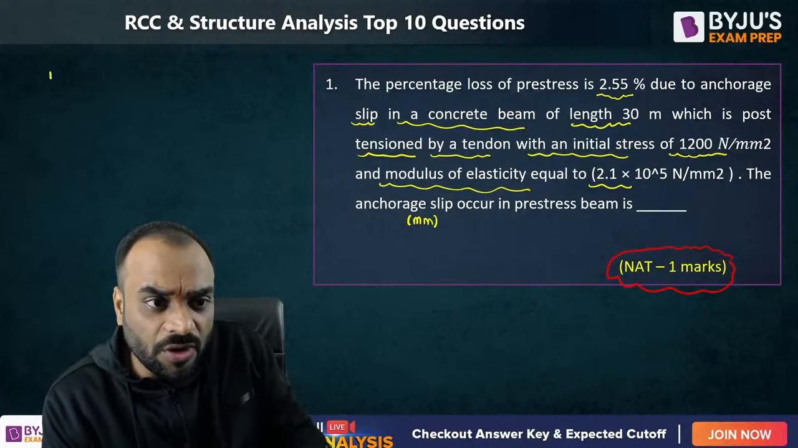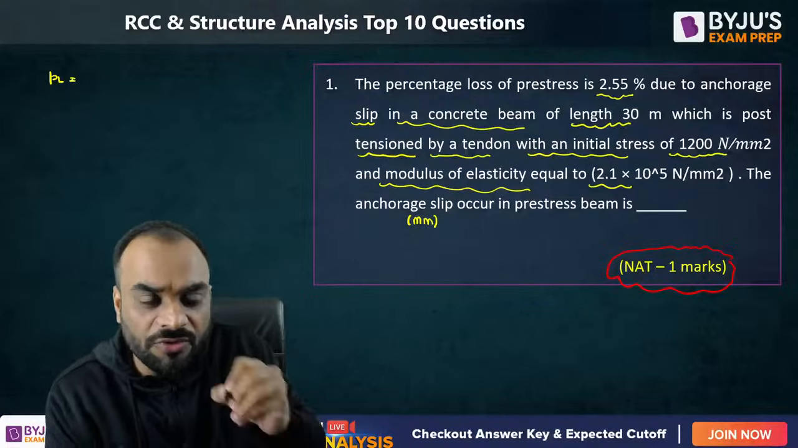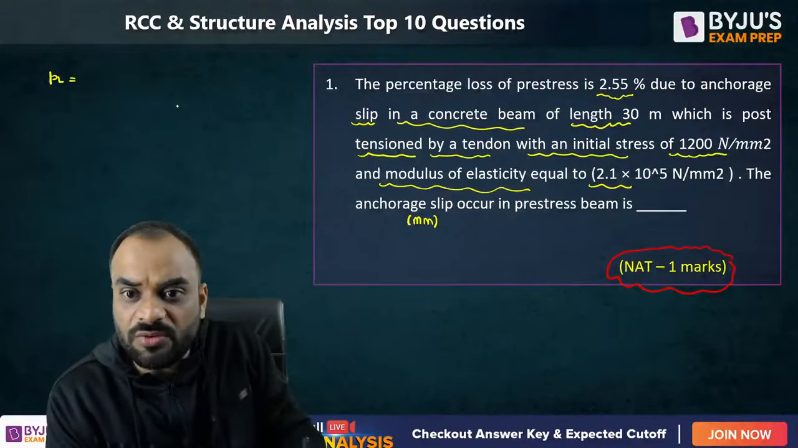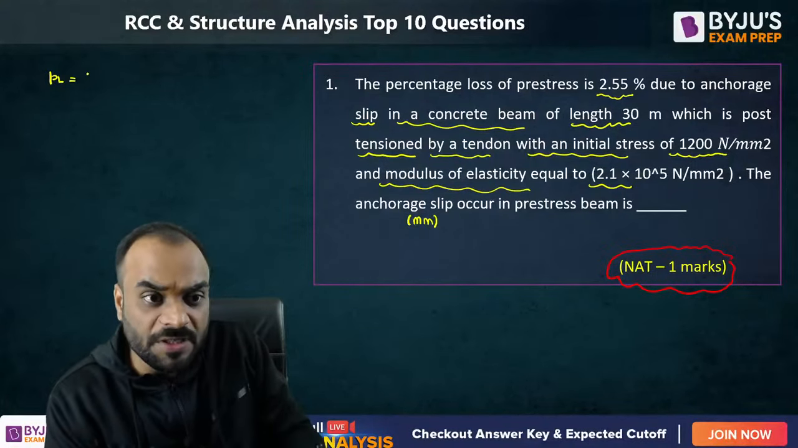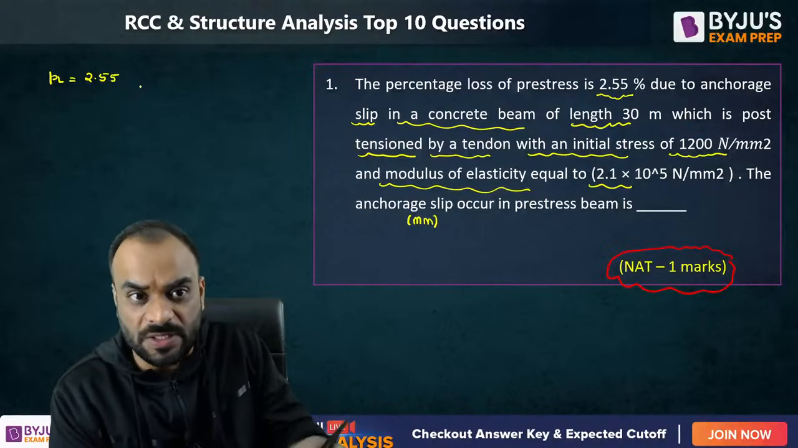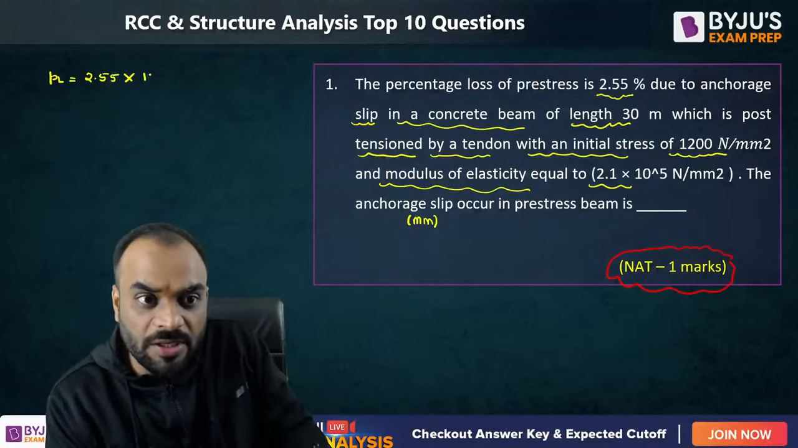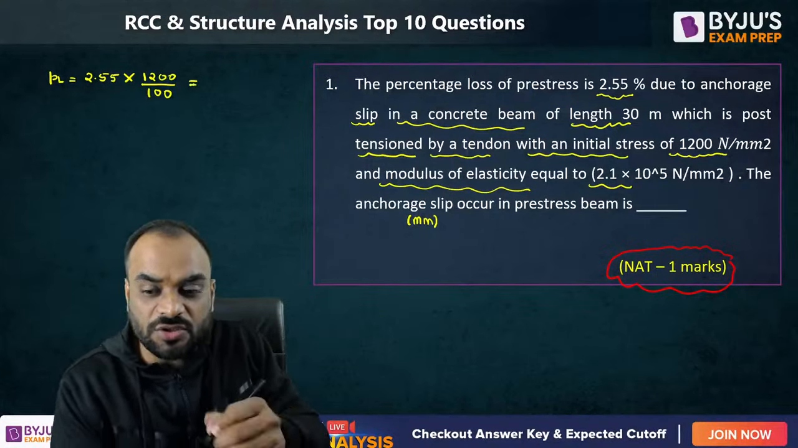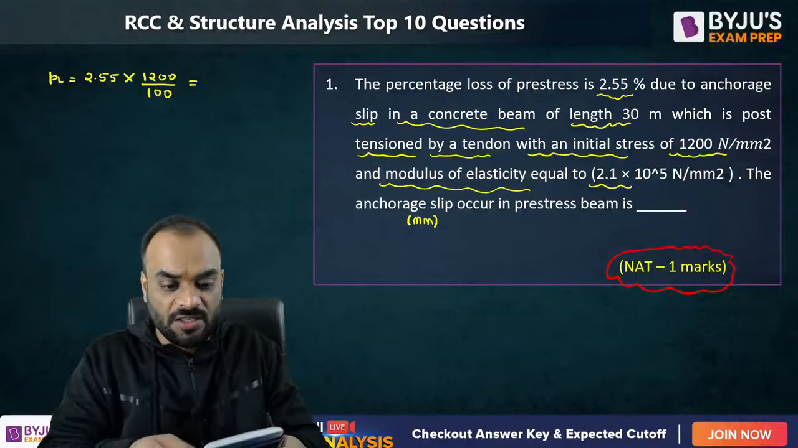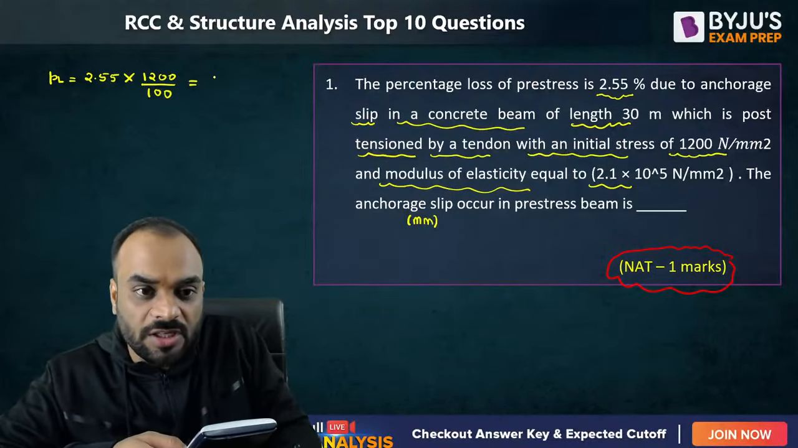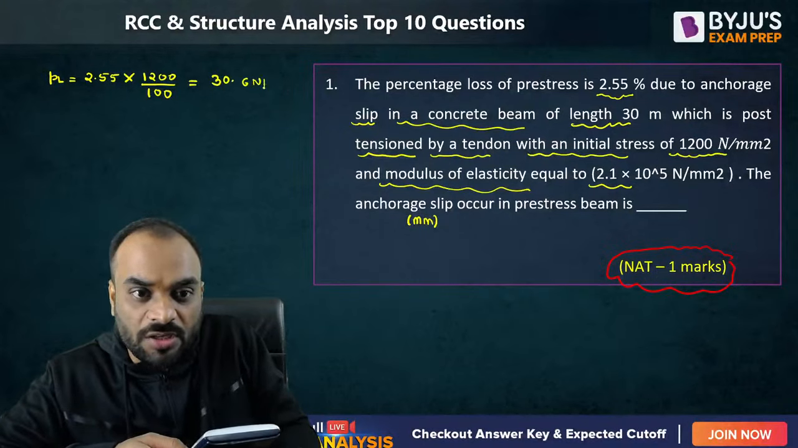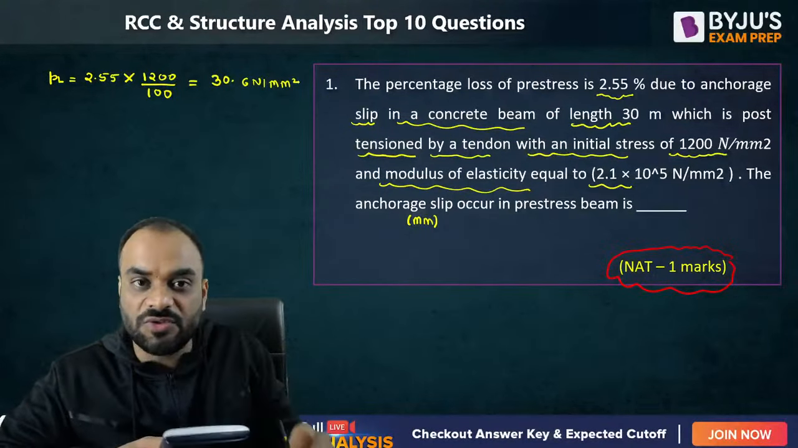So basically, first of all, we need to find out what is the value of loss of pre-stress. How can we find it out? 2.55% is the loss of pre-stress. So what we need to do, guys? 2.55% of what? Initial pre-stress value. So 2.55 multiplied by 1200, which is the initial pre-stress, and divided by 100. You are able to get the loss of pre-stress value. So guys, this value is coming around 30.6 Newton per mm square. So this is the value of loss of pre-stress which we are getting right now.